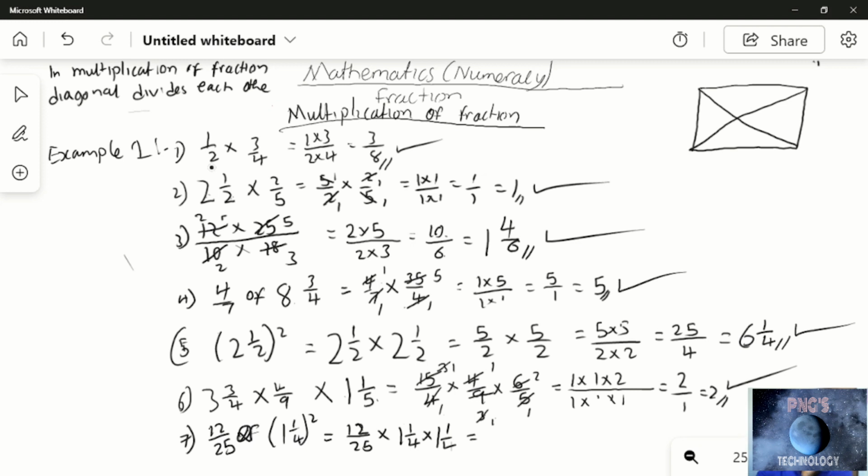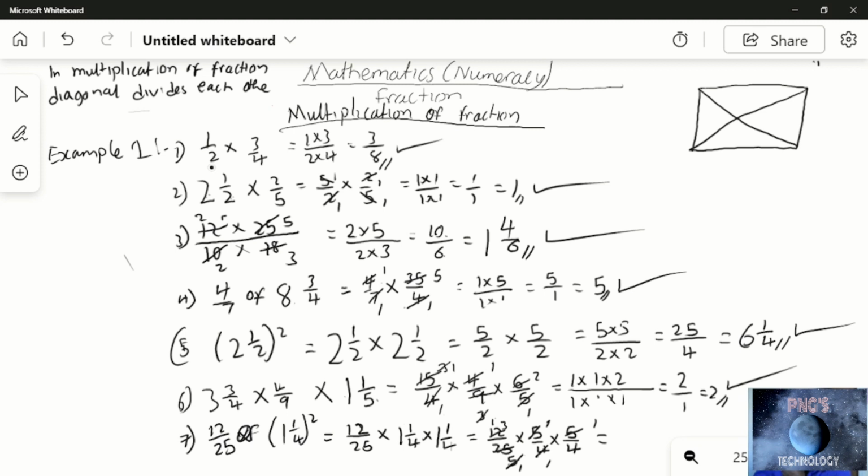So this means 12/25 times 5/4 times 5/4. So in this case, let's divide. 5 and 25 can divide: 5 here 1, 5 in 25 is 5. 5 and this 5 can divide: 5 here 1, 5 in this 5 is 1. 4 and 12 can divide: 4 here 1, 4 in 12 is 3.